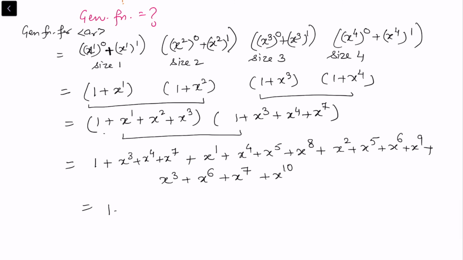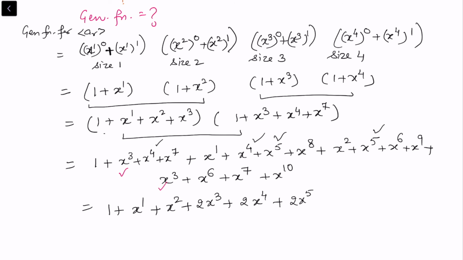And here if I just rearrange the terms in increasing order, so we have 1 plus x to the power 1, and then we will have x square, and you notice that there are two terms corresponding to x cube. So this is 2 times x cube. Then similarly for x4 we have 2 terms, so this is 2 times x4. For x to the power 5 also we have 2 terms, 2 times x to the power 5. For 6 also we have 2 times x to the power 6. For 7 also we got 2 times x to the power 7 plus x to the power 8 plus x to the power 9 and plus x to the power 10.